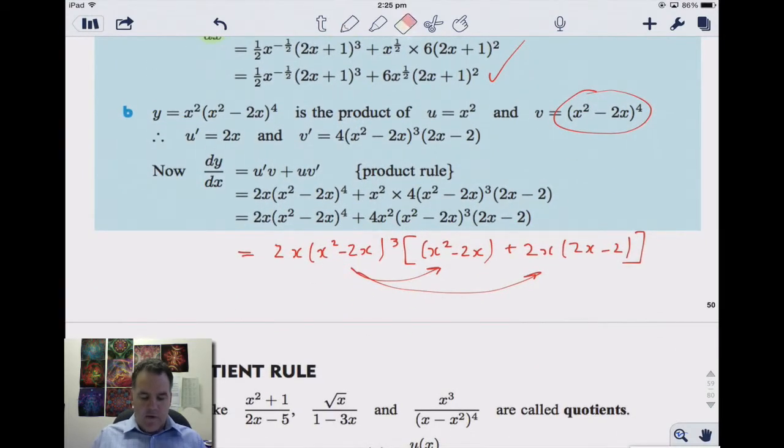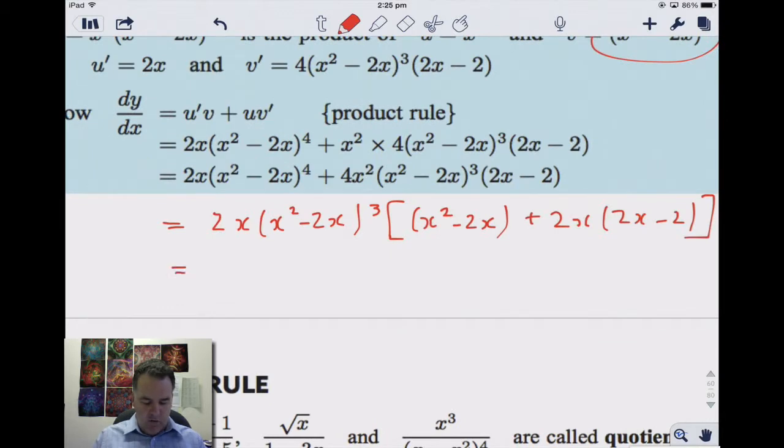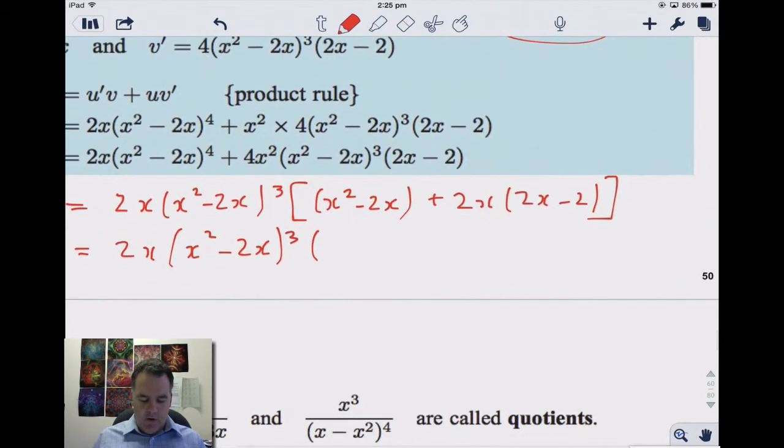Now inside that bracket there we might be able to do some collecting of like terms, which makes this nice. 2x, x squared minus 2x cubed outside, and in this bracket we've got x squared plus 4 lots of x squared. That's 5 lots of x squared. And we've also got negative 2x and then take off 4x. That's take off 6x. So you can see we do a little bit of simplifying there.